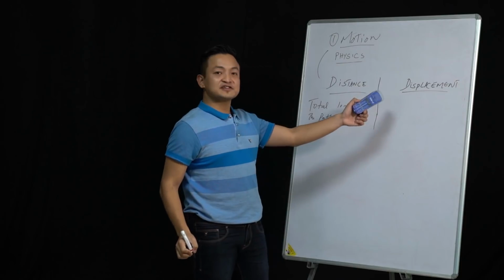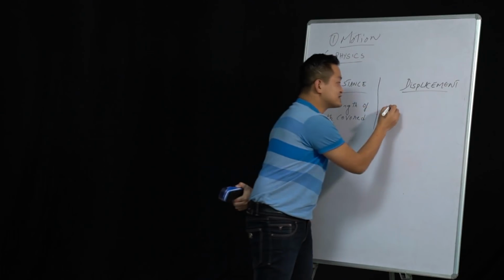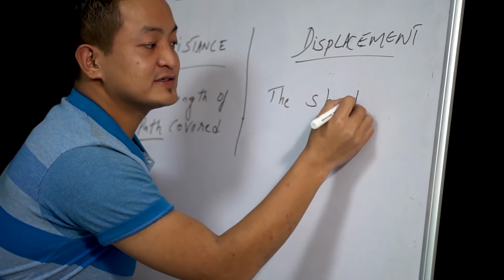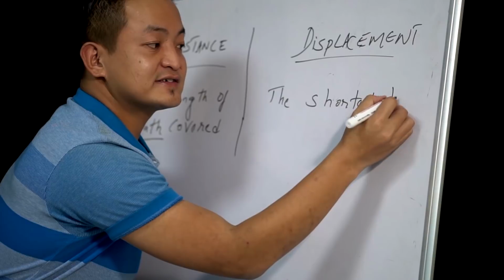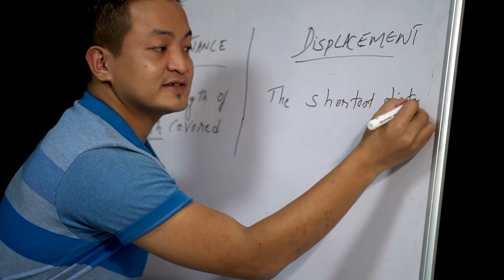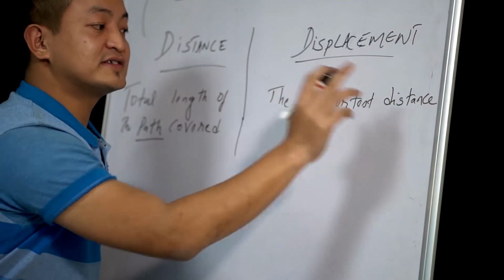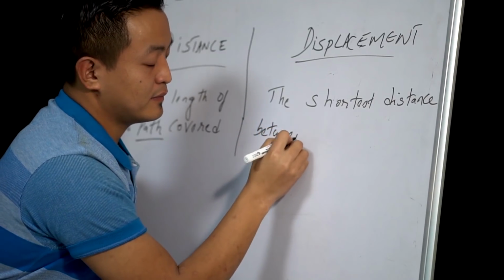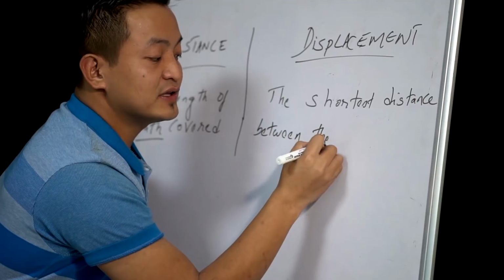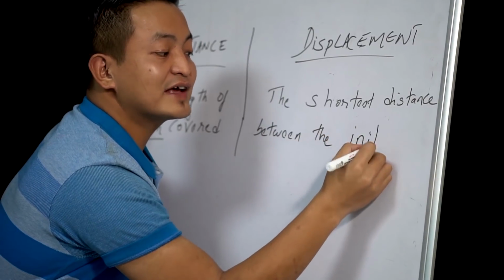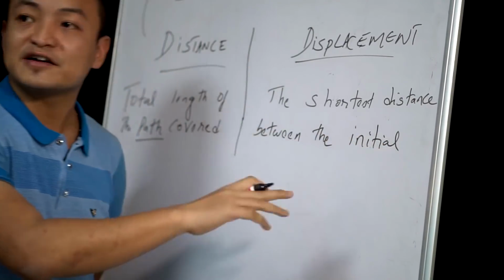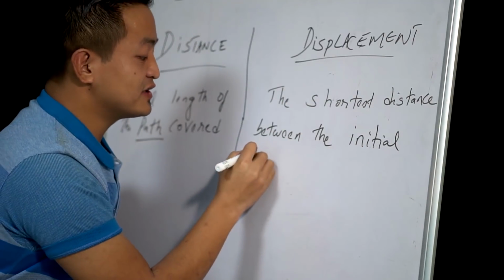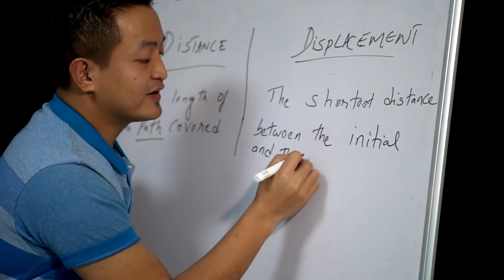And the definition for displacement is the shortest distance between the initial, and when I say initial, students, it is the starting point. Clear? Initial, the shortest distance between the initial and the final point.